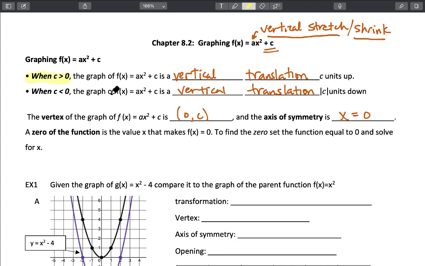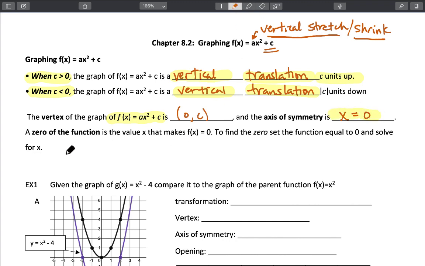First of all, c can be a positive value. When c is greater than 0, it's positive, and that means it's going to be a vertical translation c units up. Now when c is negative, or in other words, it's less than 0, it's going to be a vertical translation c units down. The vertex of the graph of that function, ax squared plus c, is going to be at the point 0, c. It's going to move from the origin either up or down based on whether c was positive or negative. The axis of symmetry, however, is still going to be the y-axis, and that's the vertical line x equals 0.